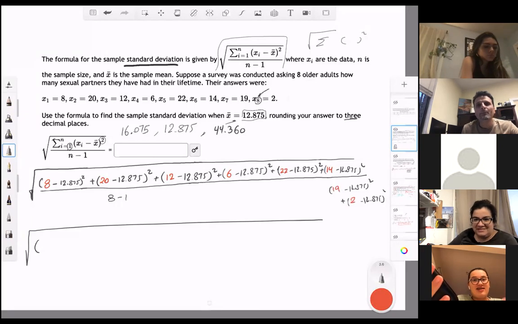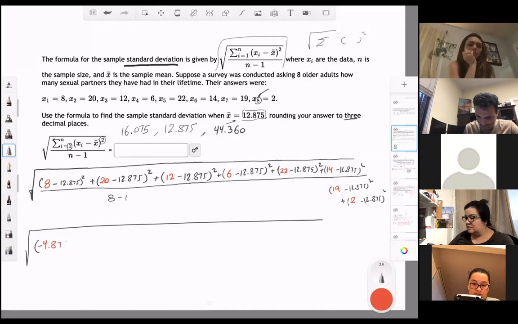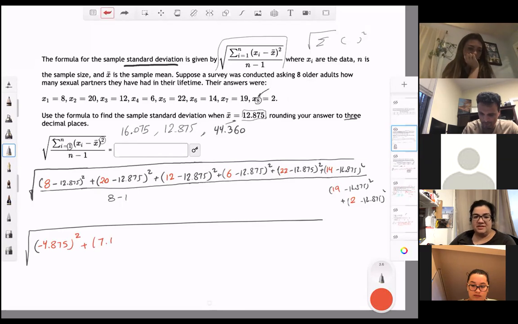Okay, but look, so now we have to calculate each parenthesis. What is 8 minus 12.875? This was negative 4.875 squared plus 20 minus 12.875. It gives you 7.125. 2.5? 7.25? No, 7.125, yeah.